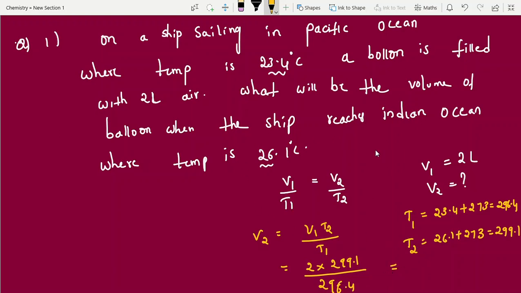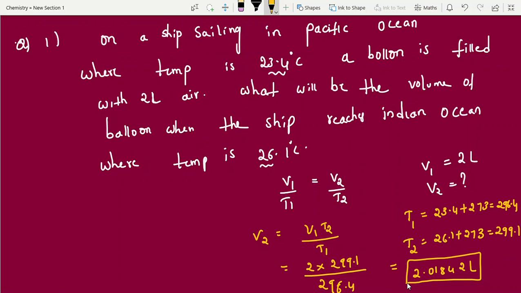All should be in the same units, then only you will get the answer. If one you are taking in Kelvin, one in degrees, the answer will be wrong. So after simplification, has anyone calculated the value? See, 2.01842 liters. This is your answer. That's it. This is Charles law.